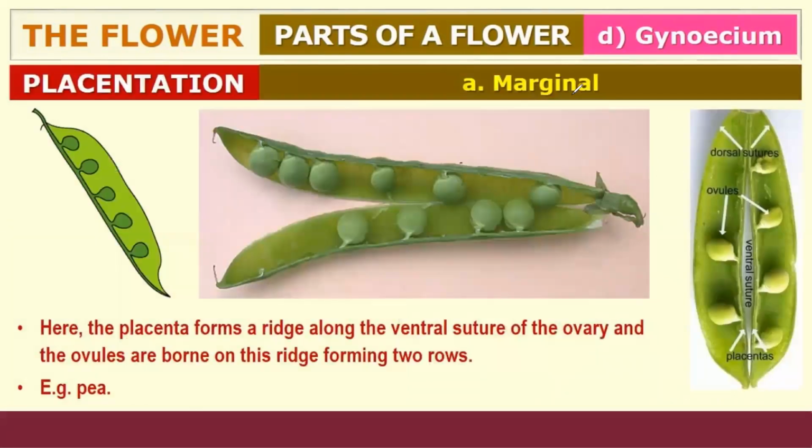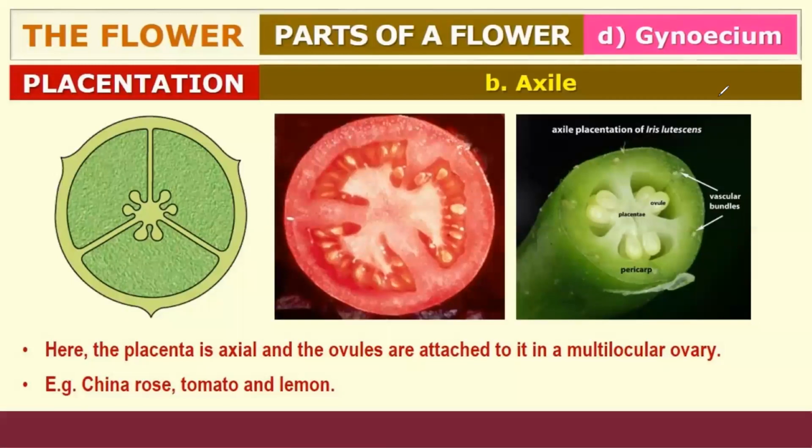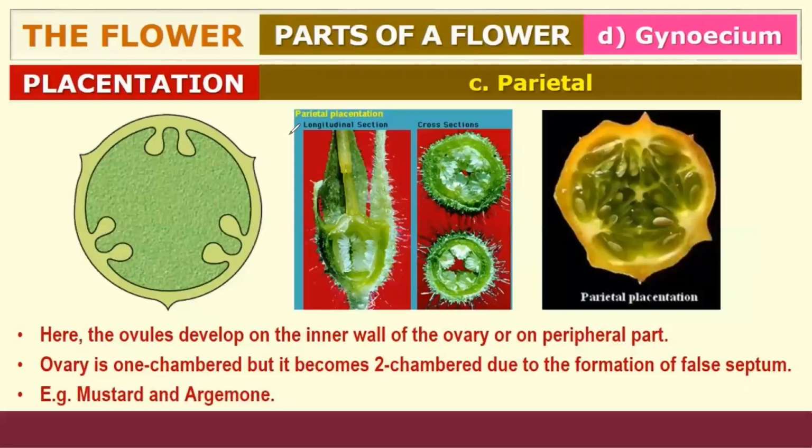The first one, marginal. Here, the placenta forms a ridge along the ventral suture of the ovary. Here you can see in the diagram. And the ovules are borne on this ridge, forming two rows. Example is pea plant. The other one is axile, where the placenta is axile and the ovules are attached to it in a multilocular ovary. Examples are tomato, China rose, and lemon.